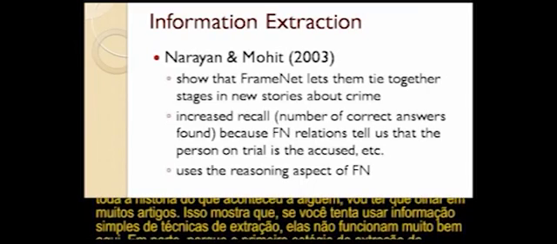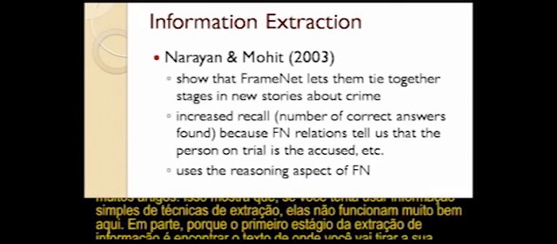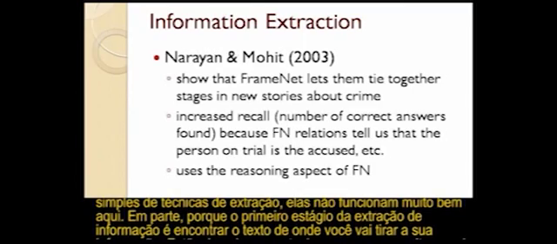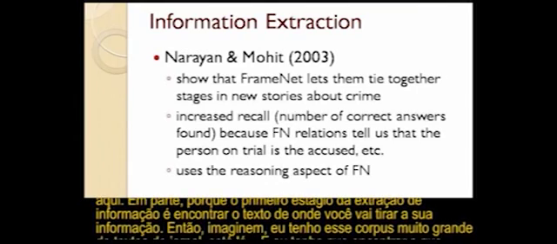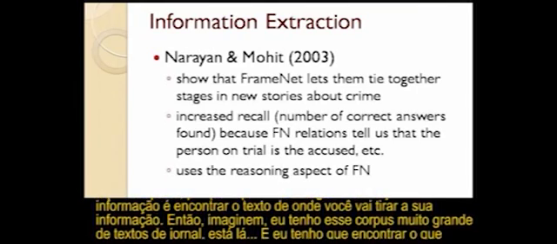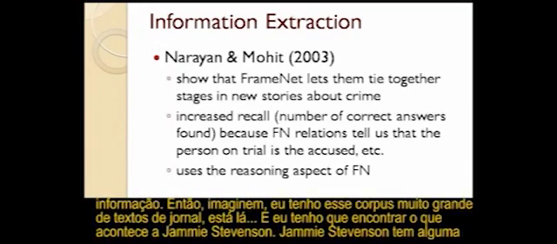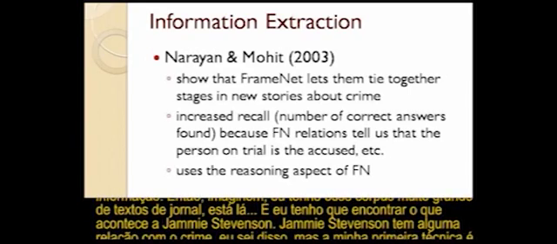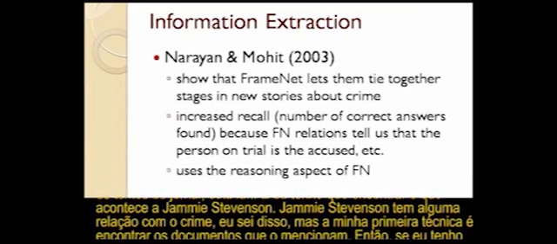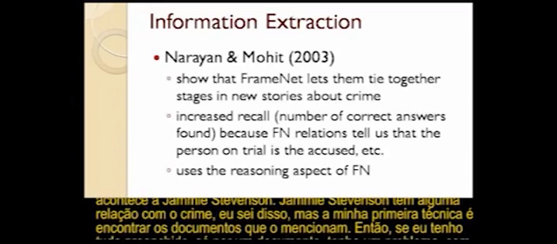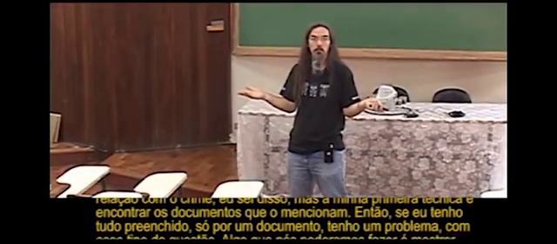Well, what they showed was that if you try to use very simple information extraction techniques, they don't work very well for this. In part because the first stage for information extraction is to find the text that you're then going to get all your information from. Right, so again, imagine I have this huge corpus of newspaper text. It's sitting around, and I'm supposed to find what happened to Jane Stevenson. So Jane Stevenson has some relation to a crime, I know that. So my first technique is to find the documents that mention a Jane Stevenson.